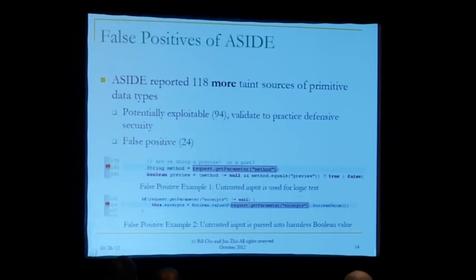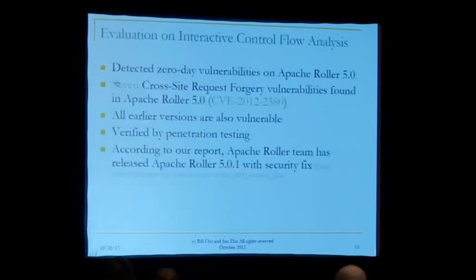There are some false positives as well. So an example of a false positive is, somebody is reading in a binary value, and it can only be interpreted as true and false. So that's very application specific, and Aside wouldn't be able to tell that. So there are some of those kinds of things. And out of the 118, we classify 24 as being of that type. So those are the false positives.